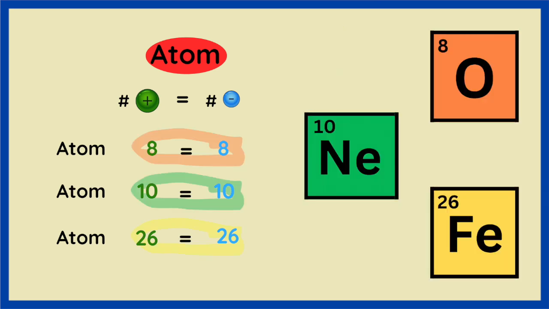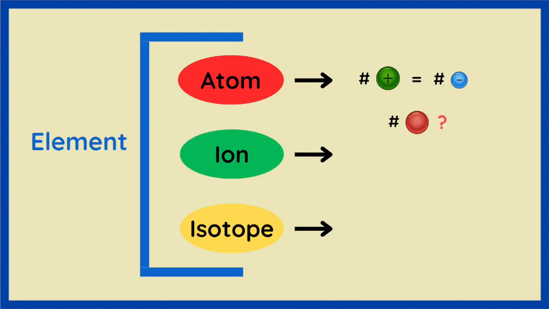If they're not equal, it's not an atom. Specifically, if there's an atom with 8 protons and 8 electrons, it's an oxygen atom. Neon atom if it's 10 and 10, and iron if they're both 26. But what about the neutrons? We haven't mentioned anything about this subatomic particle when talking about atoms. Well, it turns out that because the definition of atom makes no mention of neutrons, neutron count is irrelevant. It doesn't matter in determining if something is an atom.